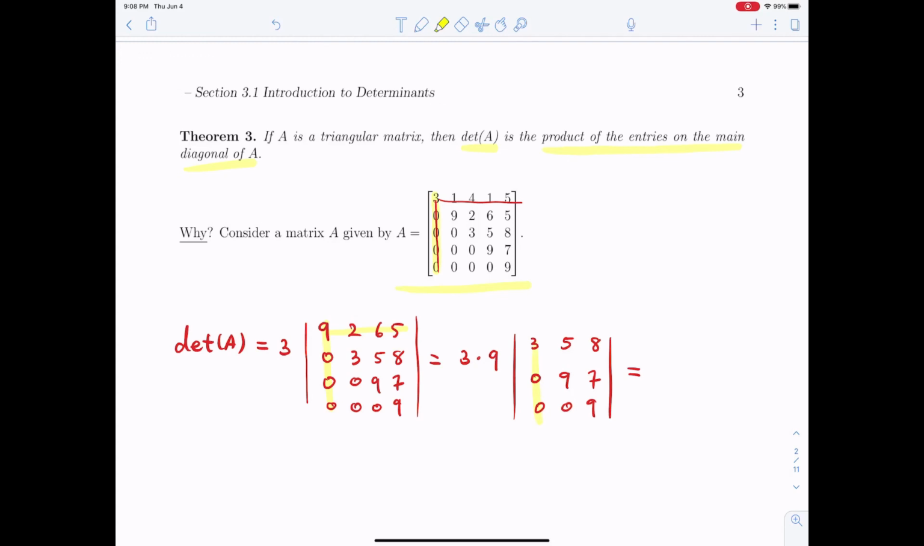And again, if you run the same process, that gives you 3 times 9 times 3 times the determinant of 9, 7, 0, 9. But we know this equals 3, 9, 3, and 9, and 9. If you calculate this, you will get 6561. So the point is, the determinant of a triangular matrix is the same as the product of the diagonal entries.